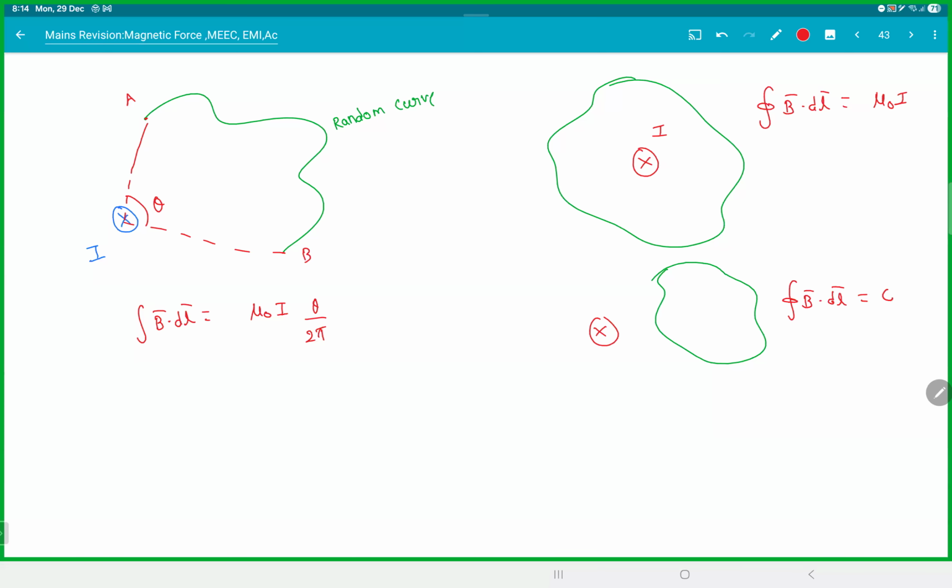But what if it is not a complete loop, but a partial loop? Then it is mu naught I theta by 2 pi. It just depends on the angle between the two corners. I don't care about the shape.